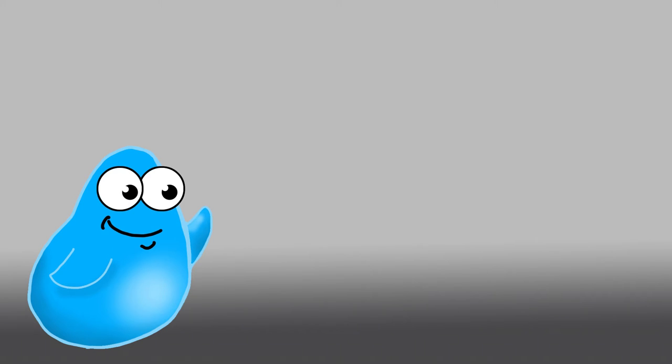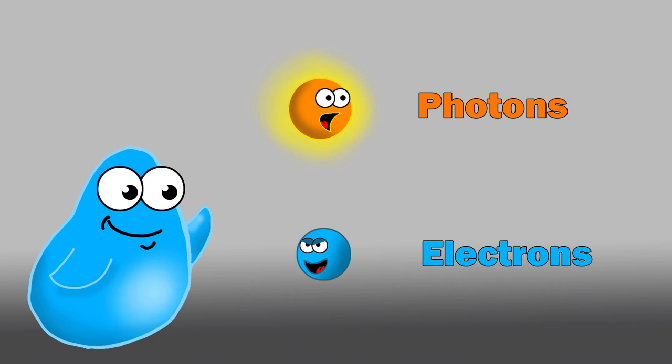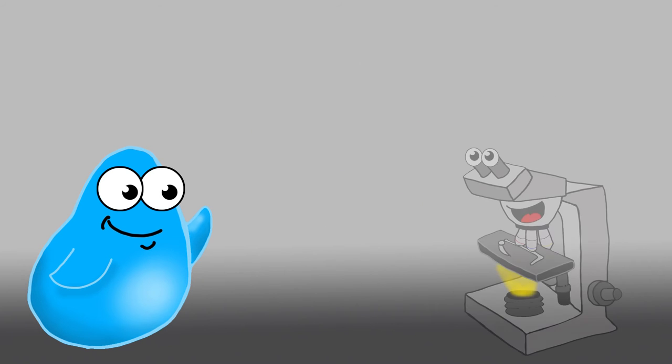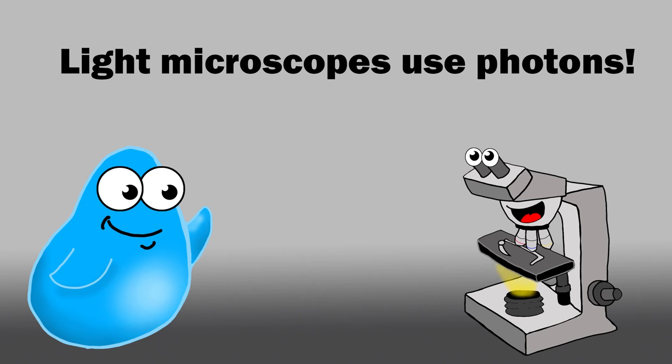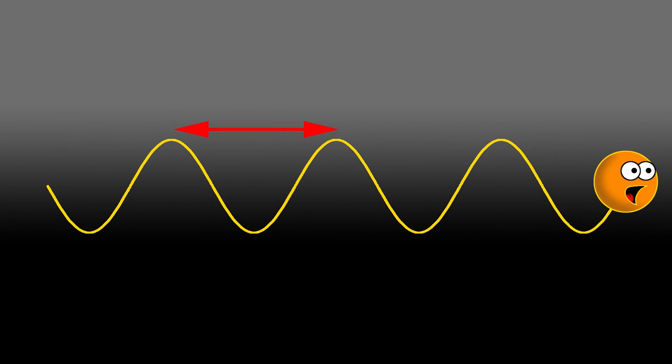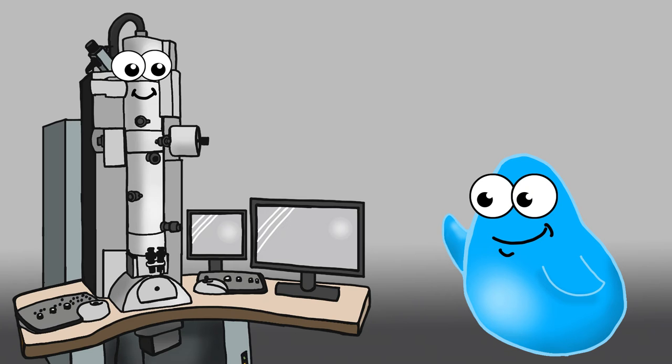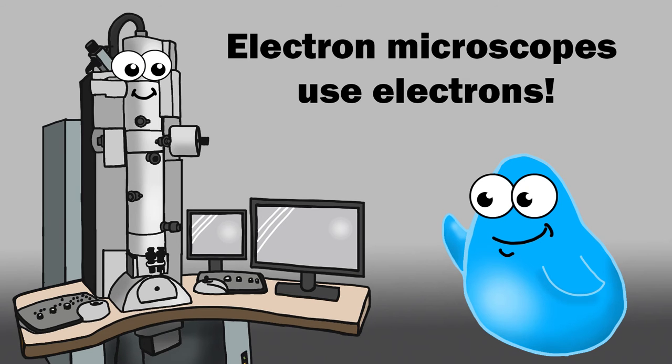The microscopes in this center use one of two different sources of illumination, photons or electrons. Light microscopes use photons as the source of illumination. Photons are little packets of light that travel up and down like the waves of the ocean. The distance from peak to peak of the wave is known as the wavelength. Electron microscopes use electrons to illuminate a sample.